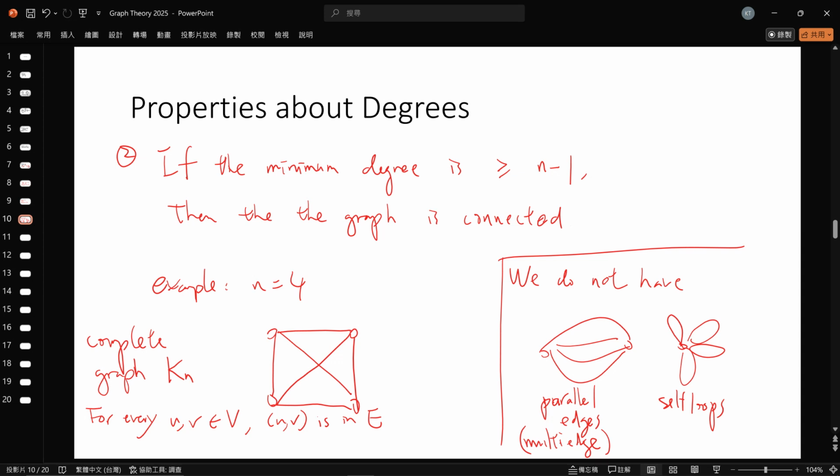So if you have this kind of property, then you actually have a complete graph. And if you have a complete graph, then certainly the graph will be connected. So the proof will be yes, because the graph will be a complete graph.